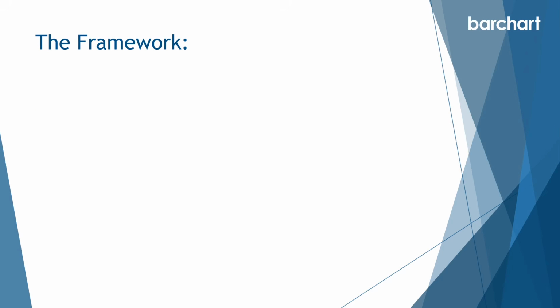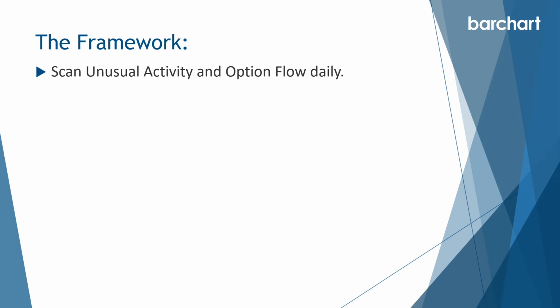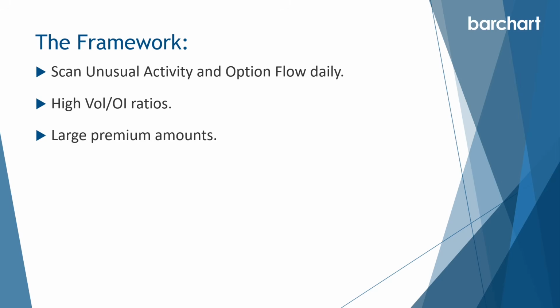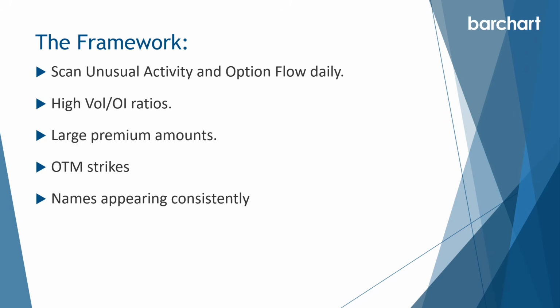Here's how to use this information practically. Each day, as part of your routine, scan the unusual option activity report and the option flow screens. You're looking for high volume to open interest ratios, large premium amounts, out of the money strikes, and names appearing consistently across multiple days and multiple screeners. A single unusual trade can just be noise, but if we're seeing repeated signals in the same direction on the same stock, that could be a pattern.